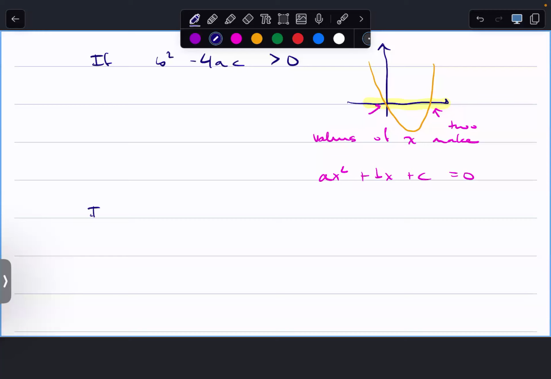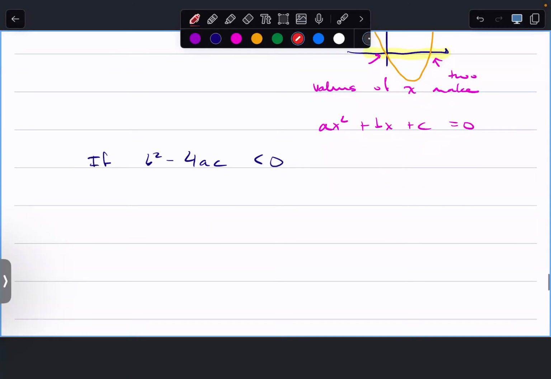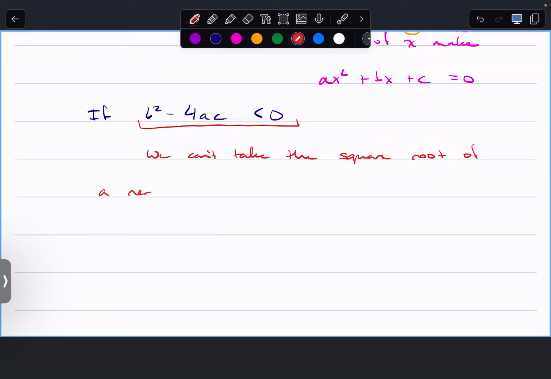However, if b squared minus 4ac is less than 0, right? We can't take the root or the square root of a negative. So visually, what does that look like?